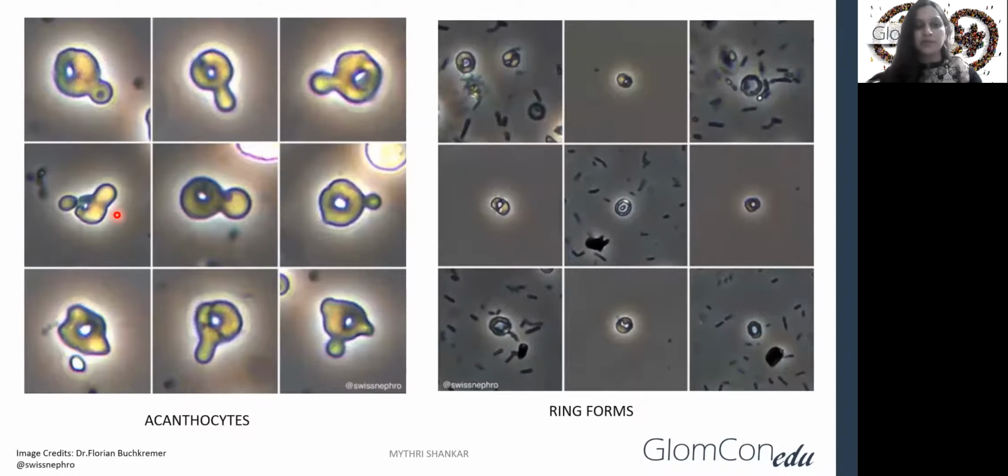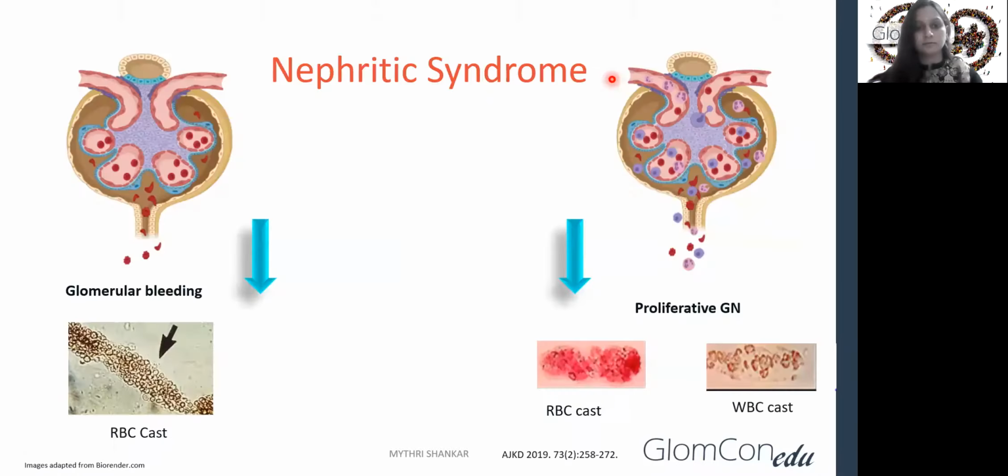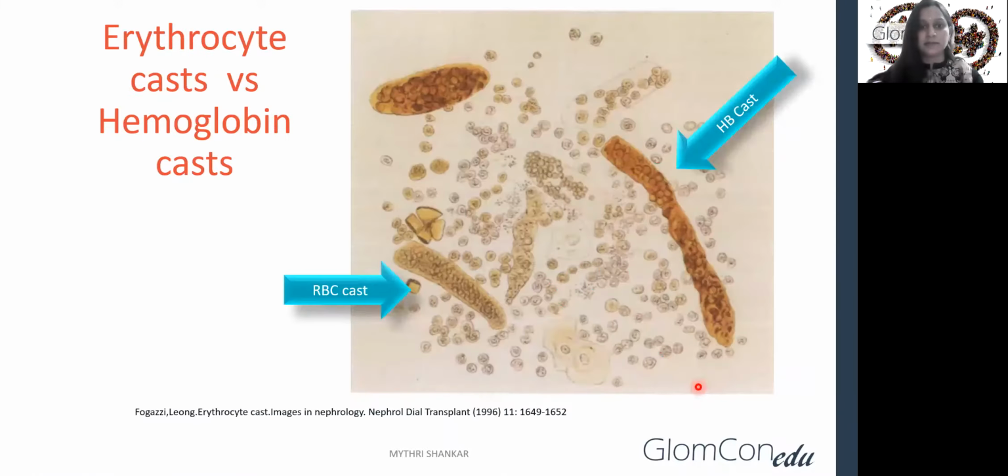They resemble Mickey Mouse, hence they are also called Mickey Mouse cells. These are ring forms which resemble donuts. The presence of RBC cast is characteristic of glomerular bleeding. Mixed cellular cast, that is both RBC as well as WBC cast, can be seen in proliferative glomerulonephritis.